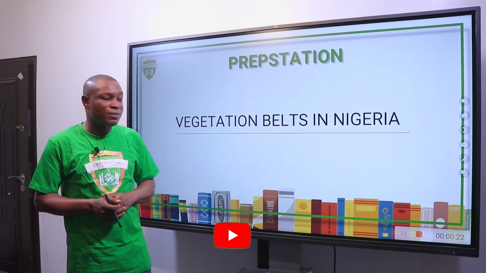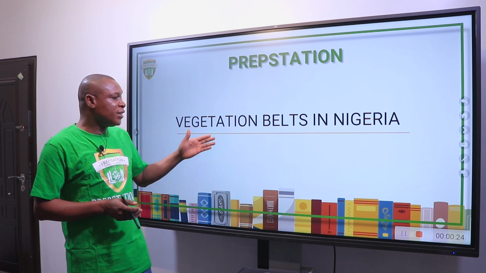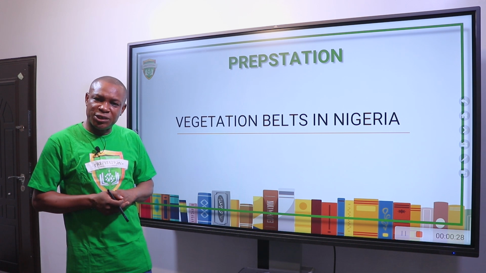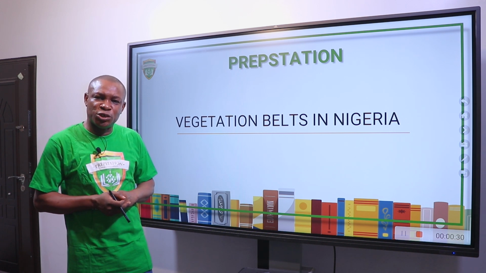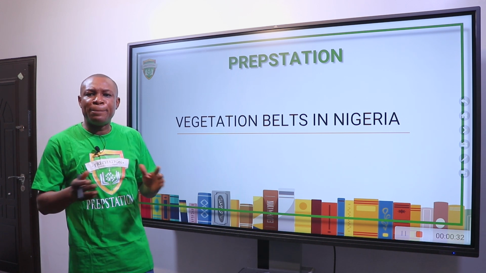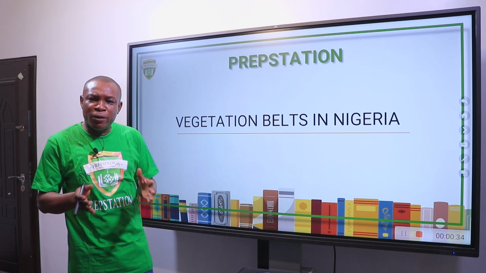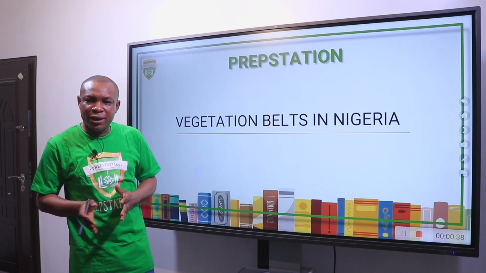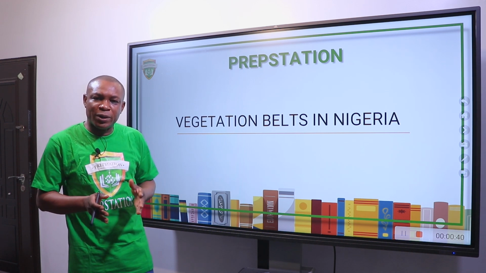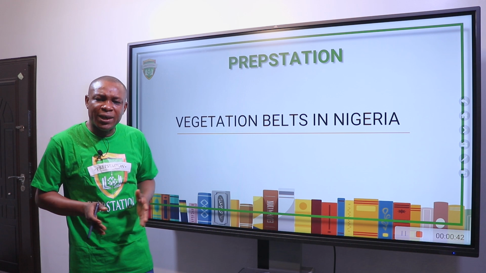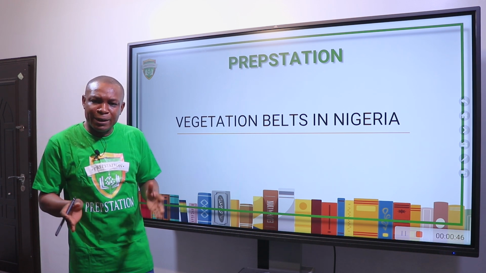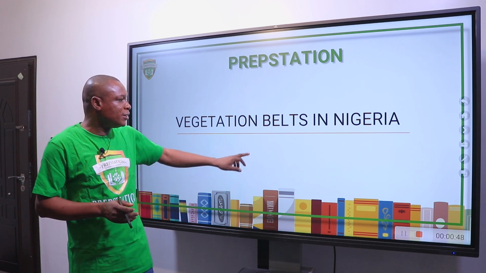For this session, we'll be looking at vegetation belts in Nigeria. Vegetation. When we talk about vegetation, we are talking about plants. Plant coverage varies from one part of the country to the other. So for this class, we'll be looking at different parts of the country and the type of vegetation that can be found in those places.